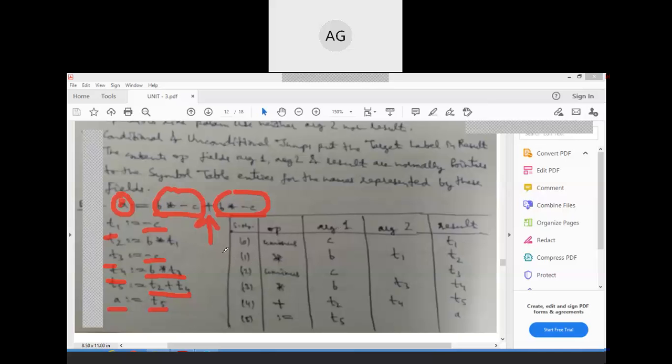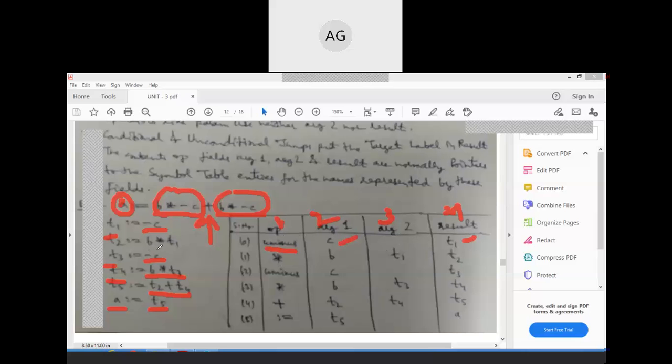Now we can store these three address codes into the quadruple structure. The quadruple structure consists of four fields: first is op, second is argument 1, third is argument 2, and fourth is result. The first statement is t1 equal to minus c. The operator is unary minus, which you can write as u minus. Then the argument is c, and the result is t1. As there is no second argument, it is left blank.